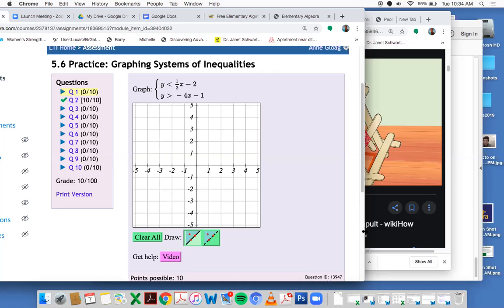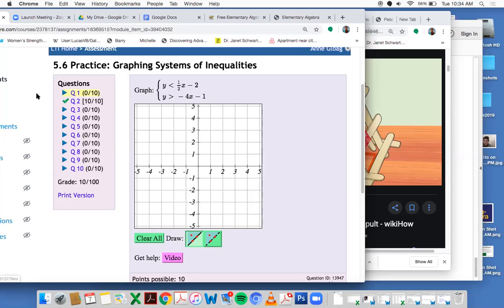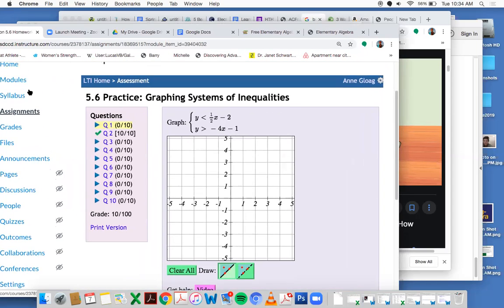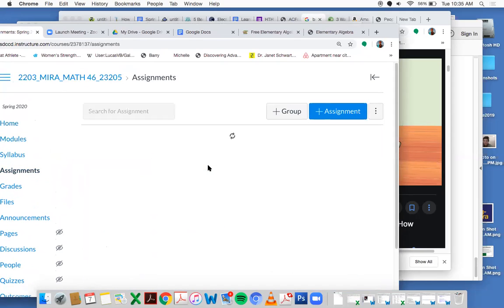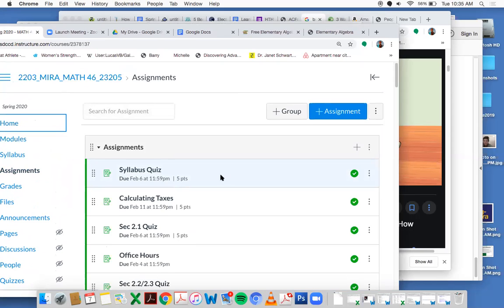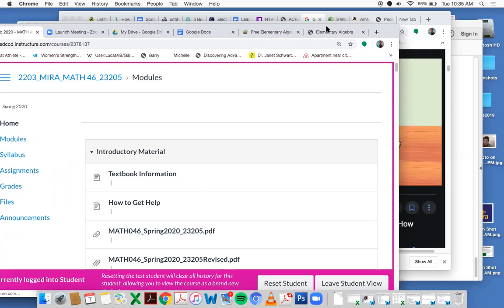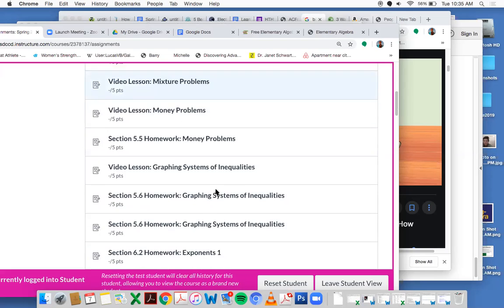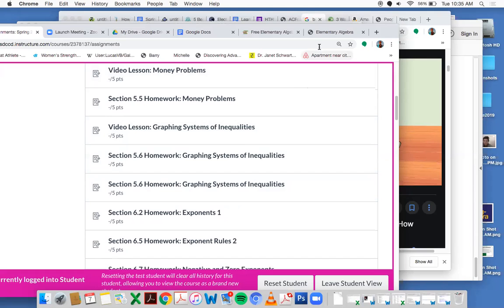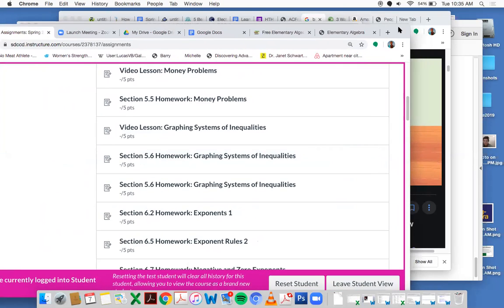I'm not sure what you're seeing. Basically on my Canvas side, I have 3 assignments, and they're all pretty much repeats, or so it seems to me. Okay. Are you looking under assignments? Yes. Look under the student view. So if you look under assignments, section 5.6. Yeah, those 3. Video lesson, graphing system of inequalities. And it looks like there's 2 5.6 ones. Yeah, I clicked both of them, and they're both different from each other.